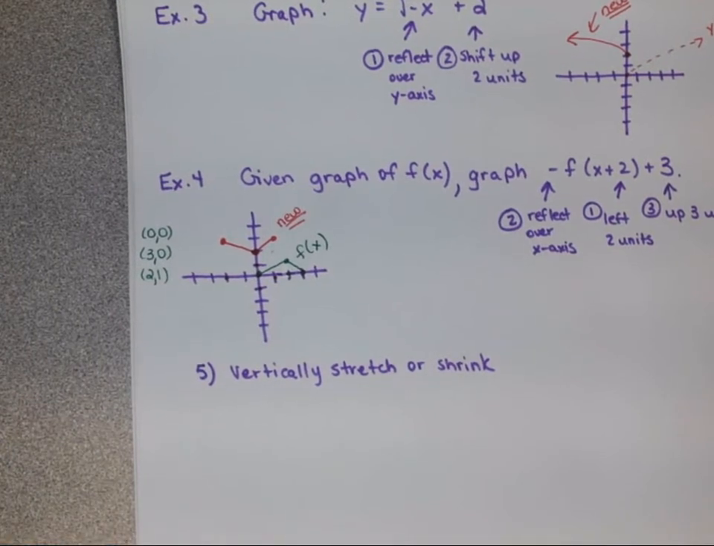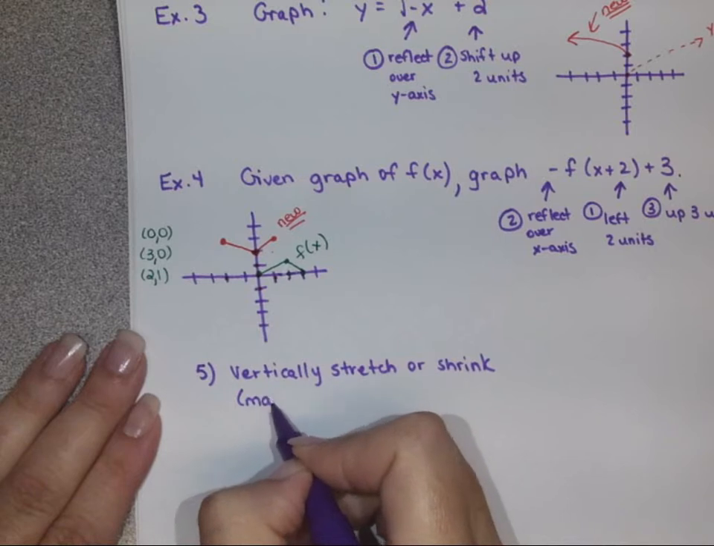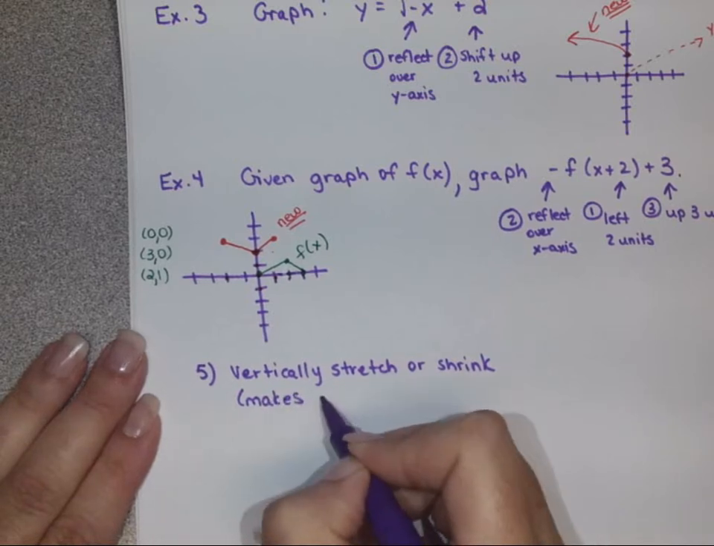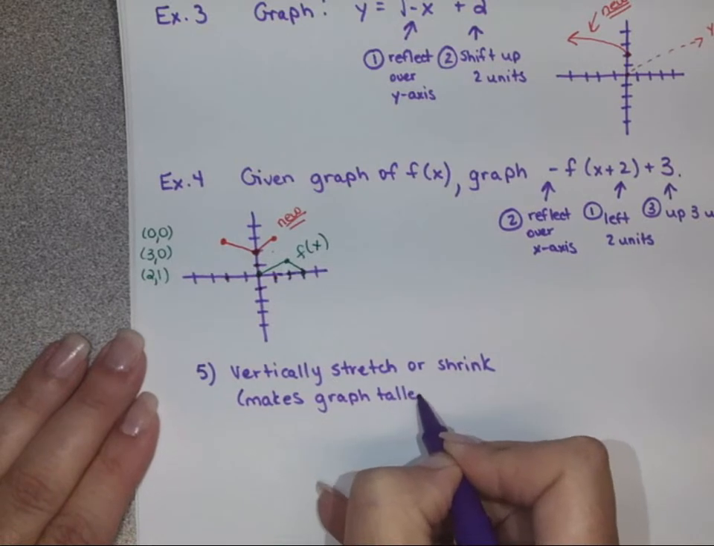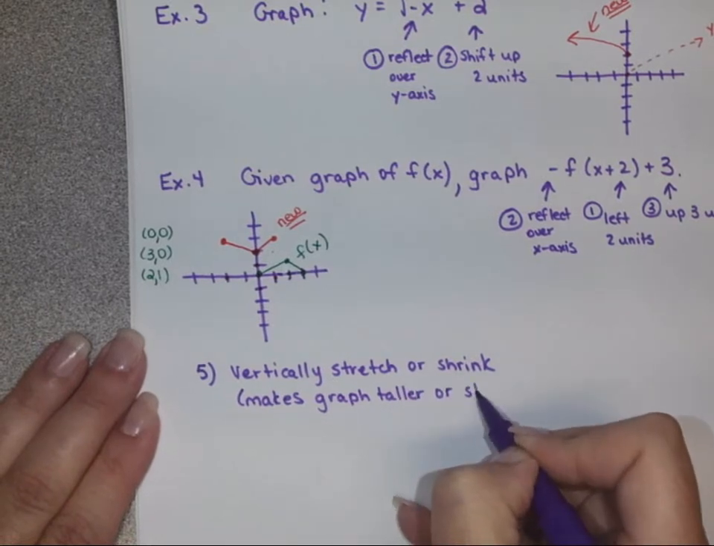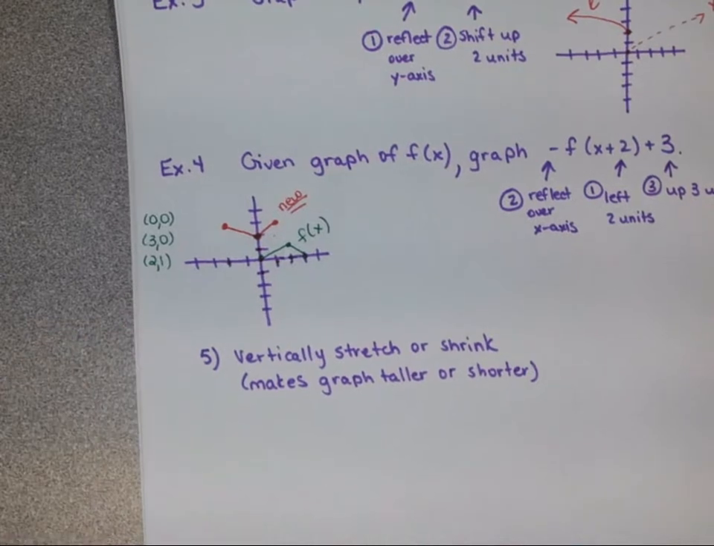Okay, so if you vertically stretch something, what does that mean? So what does vertical mean? Like up and down, right? So if you vertically stretch or shrink something, that means you're pulling it taller or shorter, right? So it's definitely helpful if you pay attention to the words and know what vertical is. It basically makes the graph taller or shorter. It does not affect the width at all. It just makes it taller or shorter. Taller meaning a stretch, shorter meaning a shrink.